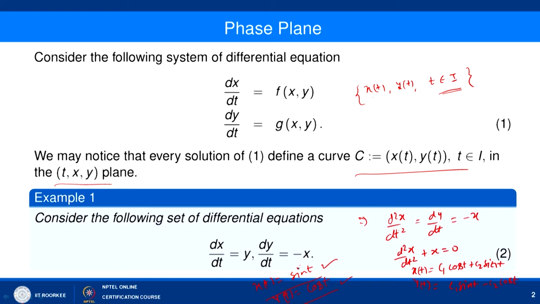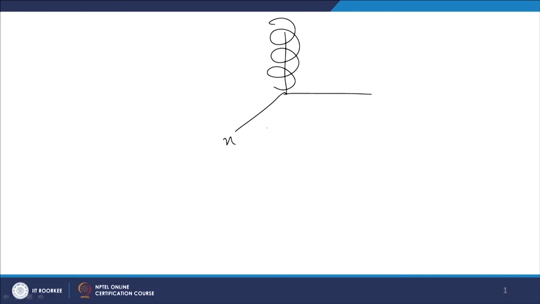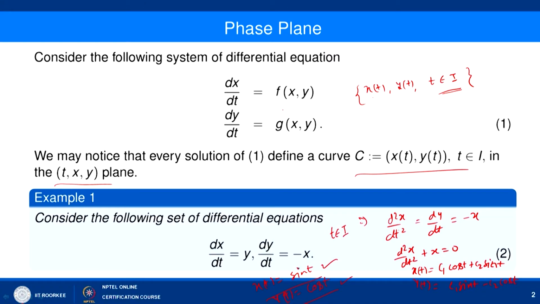Now these curves, as t belongs to some interval I, trace a curve in 3 dimensions. If we represent the axes as x, y, and t, then as t runs from some a to b, this will trace this kind of path. This is a kind of helix in 3 dimensional space. So for t belonging to this interval I, it will trace this kind of path.